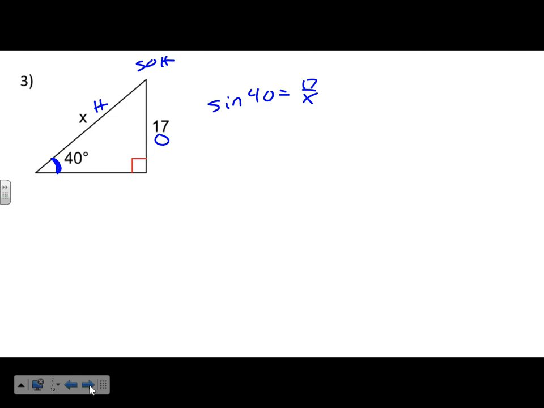Then we're solving this. Well, again, the x is in the denominator, so I switch their spots. X is equal to 17 over the sine of 40. Put that in your calculator, 17 divided by the sine of 40. I am getting 26.45.